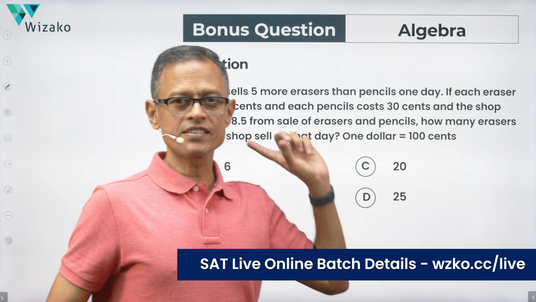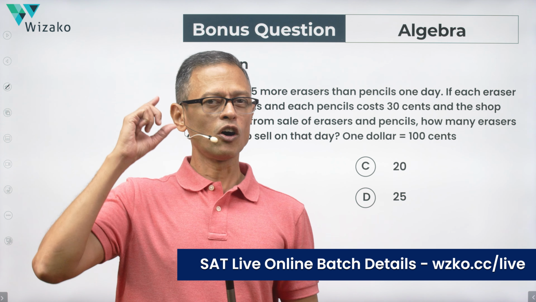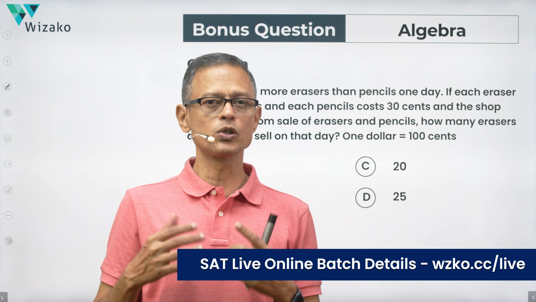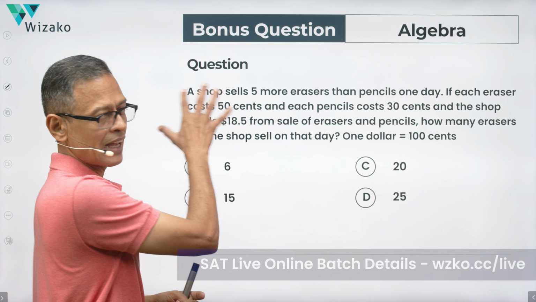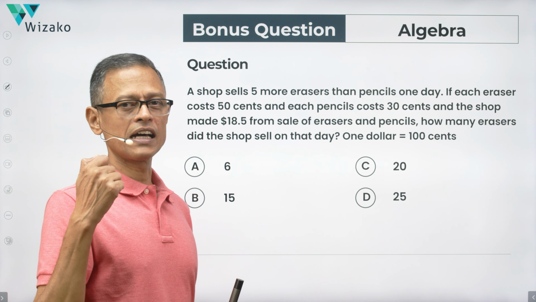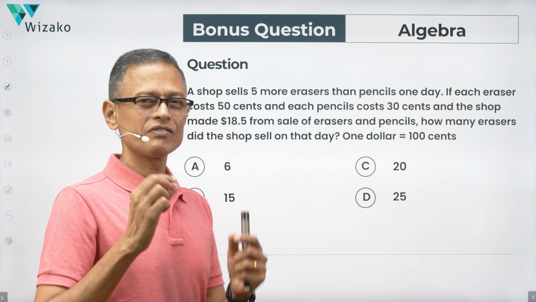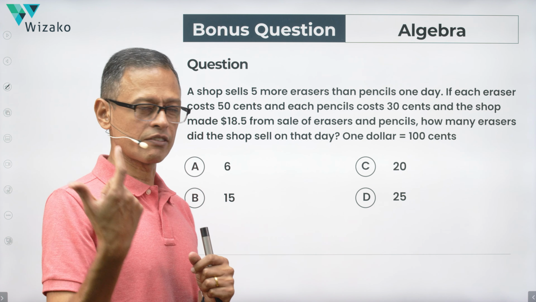I'll leave you with a bonus question. Try this bonus question, which is also a system of two linear equations in two variables. Frame this information as an equation, solve the equations and find out the answer. Just watch out, it's worded a little differently. I'll read out the question for you.